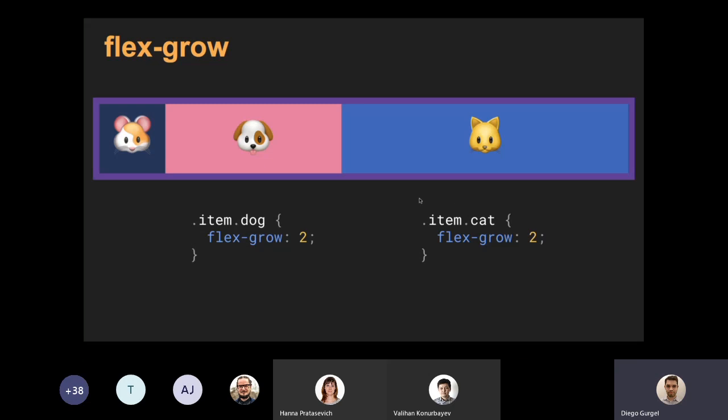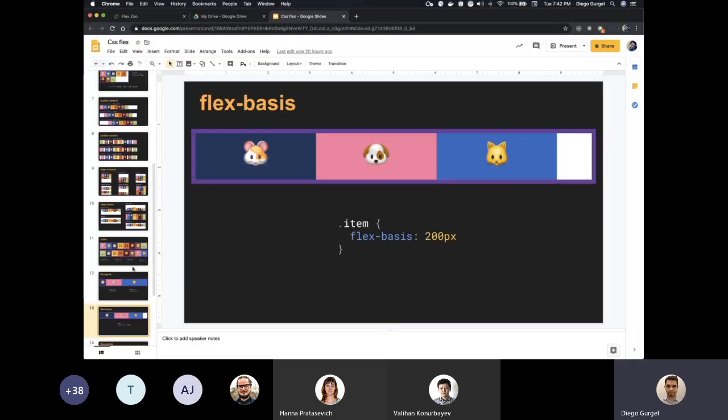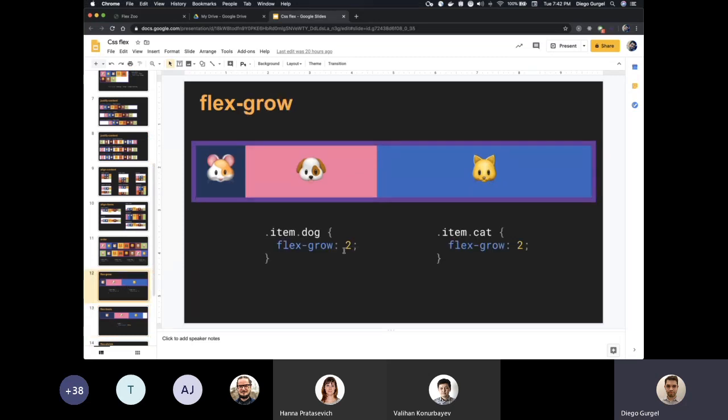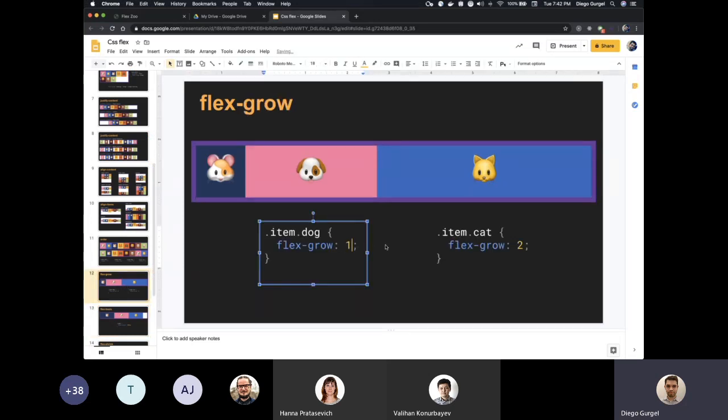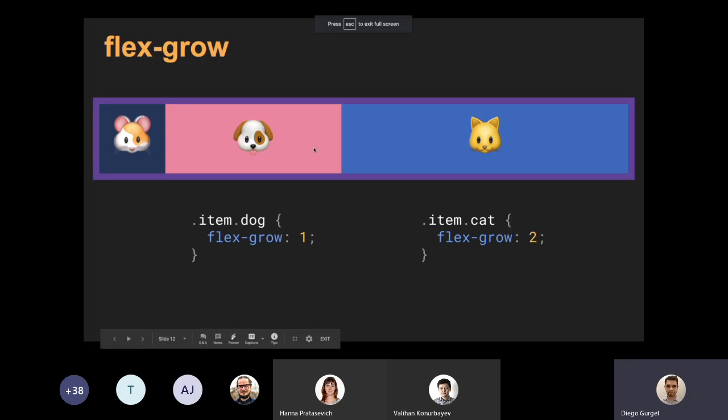This image, in fact, is not right because, as I said, 2 for both of them. So I think I should change it a little bit because I just copy and pasted. Here is the correct one. So flex grow for dog will be 1, and for cat 2.